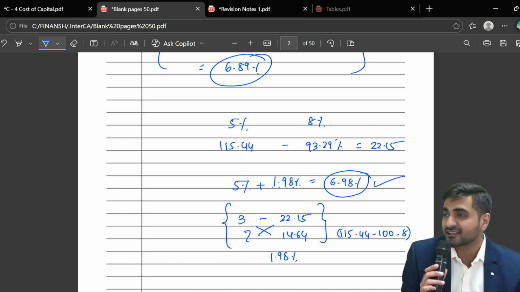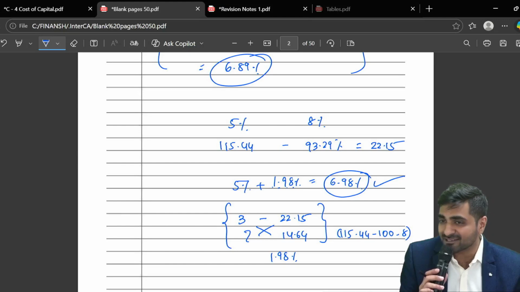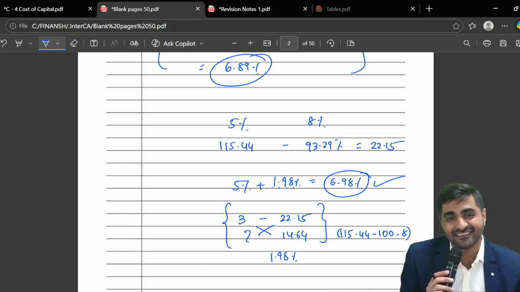Have you got this? So if you take 5 and 7 exactly, you'll be getting 6.89. But if you do it like this, you'll be getting 6.98%. Absolutely perfect. Everyone got this?